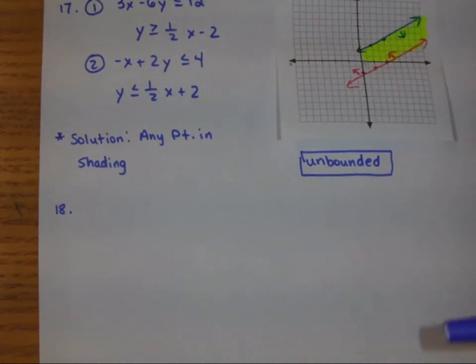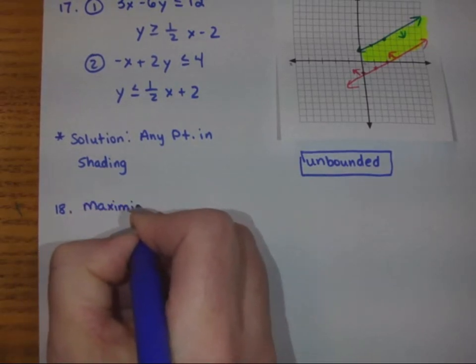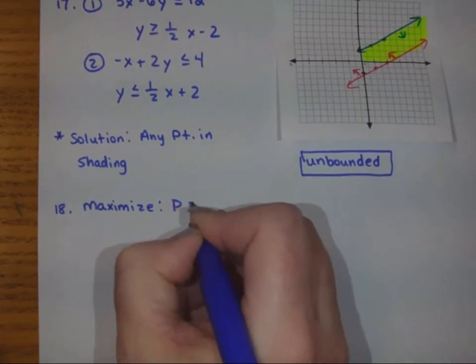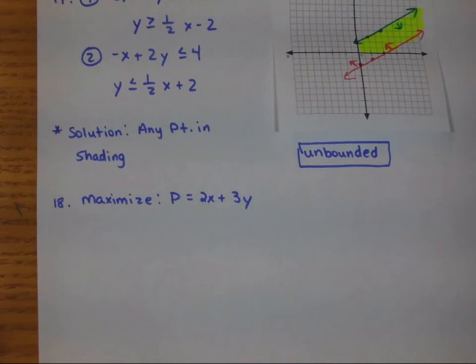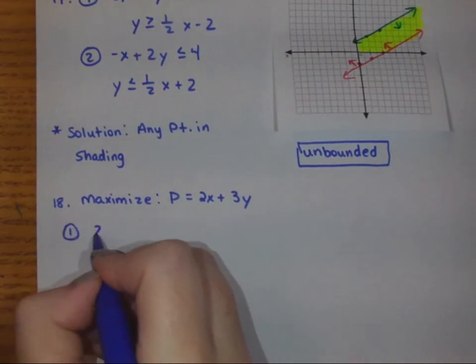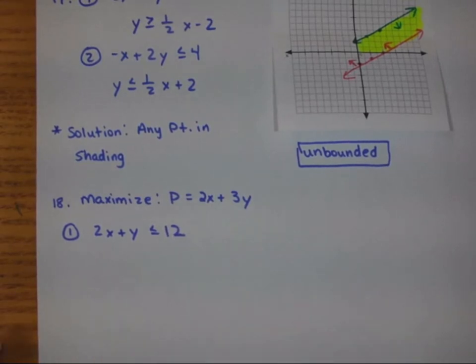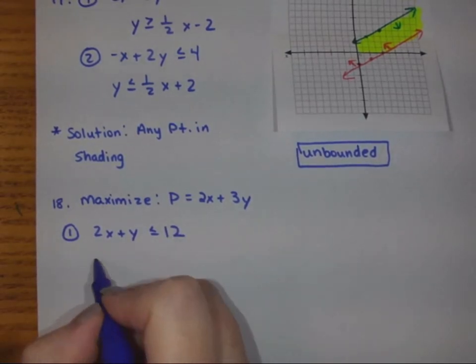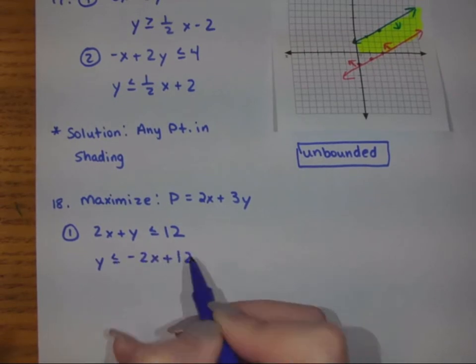Okay, so number 18 is similar to number 17, but it just takes it a step further. You have to graph, but then you need to figure out where the corners are to find out which point gives the answer. So you want to maximize the profit, which is 2x plus 3y, but you have the following restrictions. The first restriction is 2x plus y is less than or equal to 12. If you solve that one, just move everything over, right? This would be y is less than or equal to negative 2x plus 12.